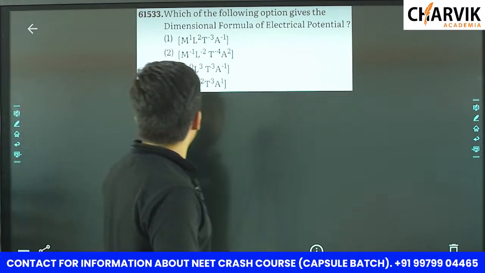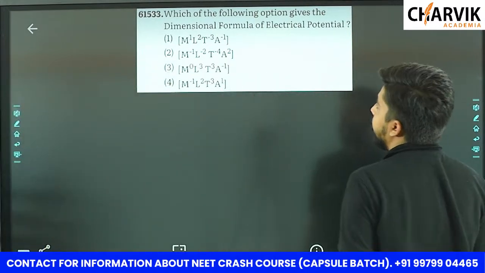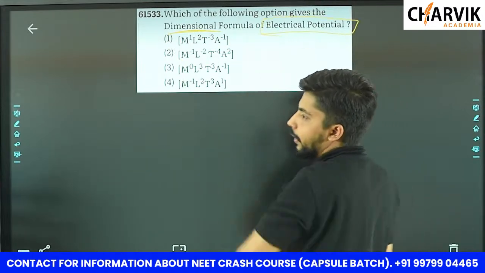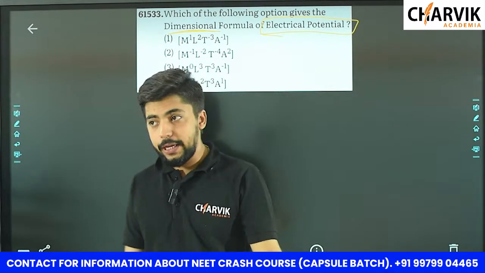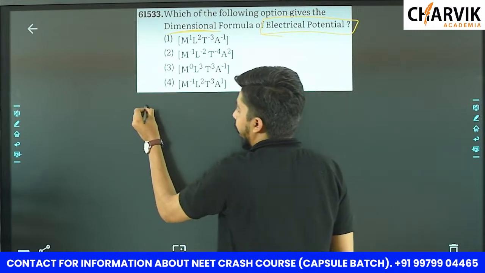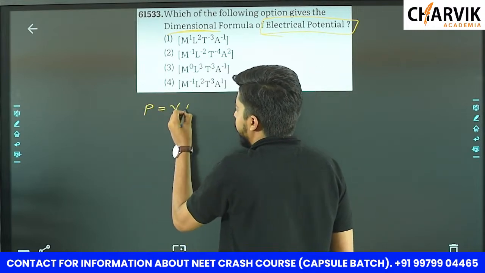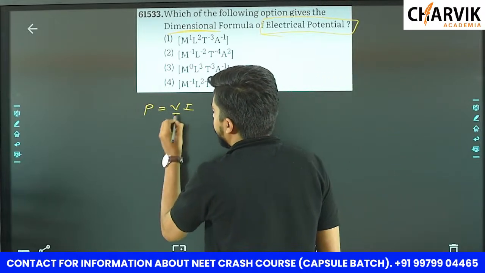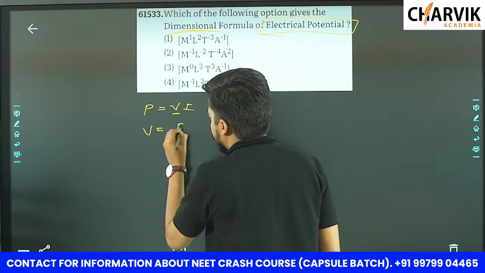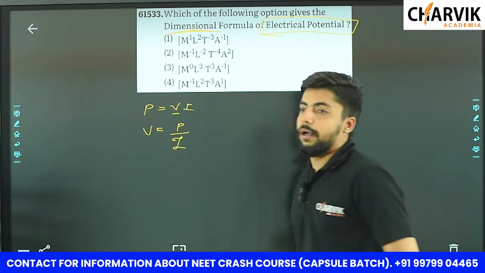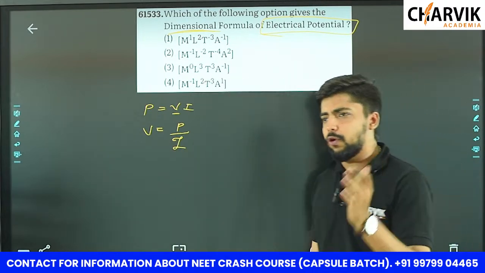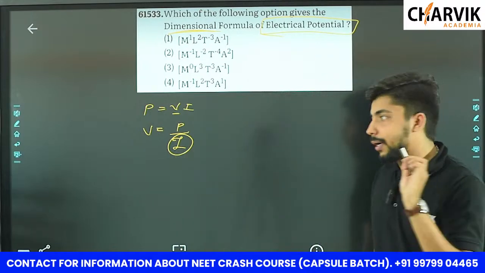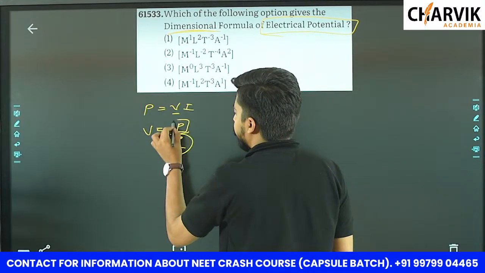So our next question says: which of the following options gives the dimensional formula of the electric potential, volt V? For that we have a formula, P equals V into I, and to get the dimensional formula of V, we can say V equals power divided by current. Now for the current, the dimensional formula is not at all the issue. We can simply write it as A raised to 1. But you need to get the dimensional formula of the power.